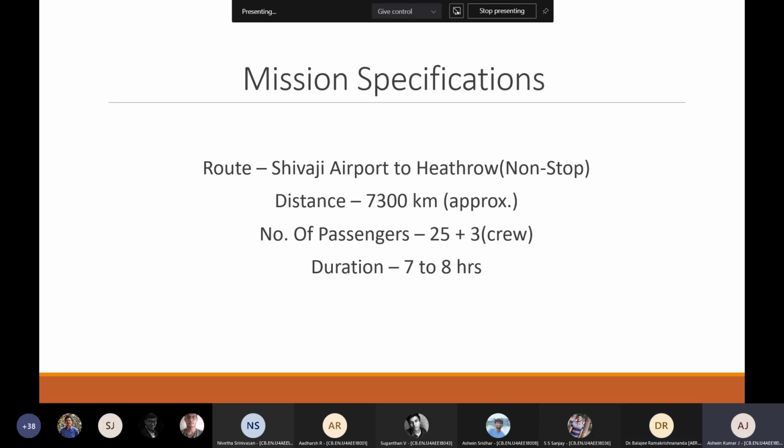The specifications we are given: the route is between Mumbai and London, and it's a non-stop route. The distance is approximately 7,215 kilometers, which we have rounded off to 7,300. The number of passengers is 25 with 3 crew members, and the duration is 7 to 8 hours.